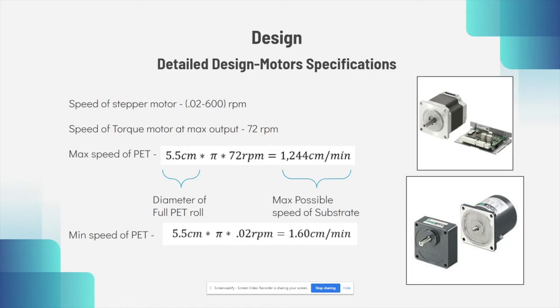When it came to the speed of the motors, they needed to be able to fulfill the specification of a range between 30 centimeters a minute and 10 meters a minute. The stepper motor has a speed range between 0.02 and 600 RPM, while the torque motor has a max speed of 72 RPM at its maximum output. This means that the maximum speed of the substrate was at least 1,244 centimeters a minute, or 12.4 meters per minute. The stepper motor is able to reduce the speed all the way down to 0.02 RPM, which gives a minimum speed of 1.6 centimeters per minute. This allows the machine to reach all its required speed ranges and leaves room on either end for more adjustment.